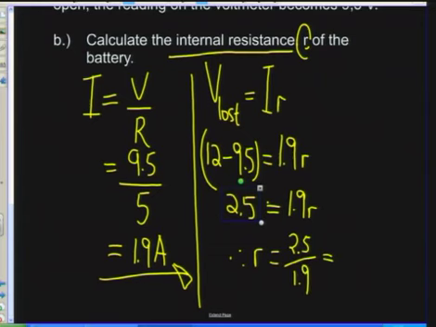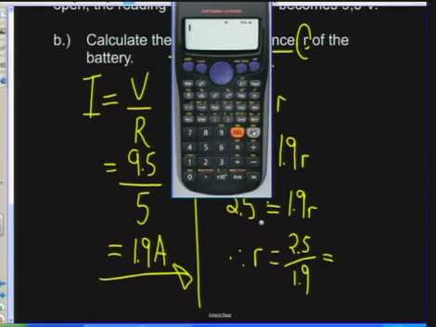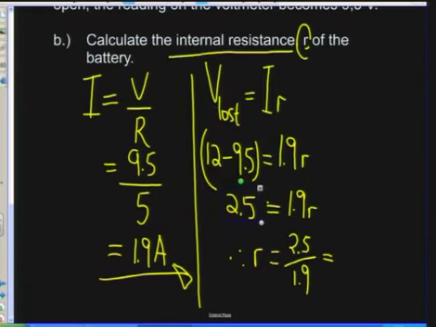And what do I get? Can quickly make use of your calculator again here. So you've got 2.5 divided by 1.9. And what do we get there? We're getting it to be 1.32. Okay, 1.32 ohms. So 1.32 ohms is the internal resistance of the battery. Okay, so let's move on.